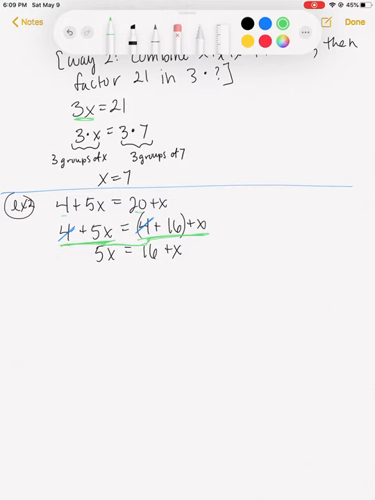Now I have 5x equals 16 plus x. I'm going to separate out my 5x into 5x's added together. So I have 5 times x, which is 5 groups of x.